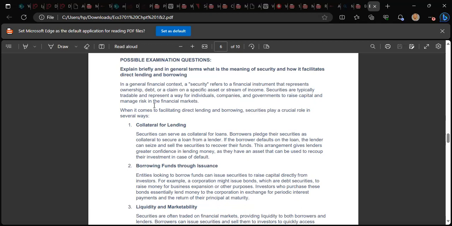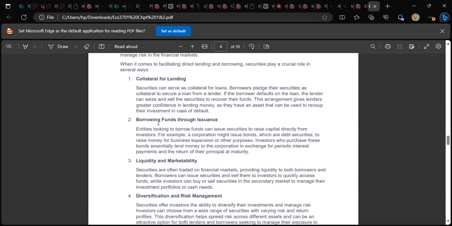So we already spoke about that. But when it comes to facilitating direct lending and borrowing, securities play a crucial role, right? What kind of role is that? Number one, borrowing of funds through the issuance. This is the major one. Obviously, if you are going to be issuing securities, you need money. You are trying to borrow money. It's a smart way of borrowing money. We are basically issuing those securities. So it's like Microsoft issuing those corporate bonds. They are basically borrowing money from you when you are buying those corporate bonds.